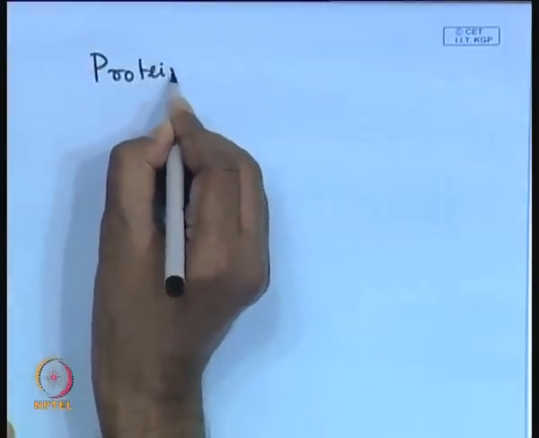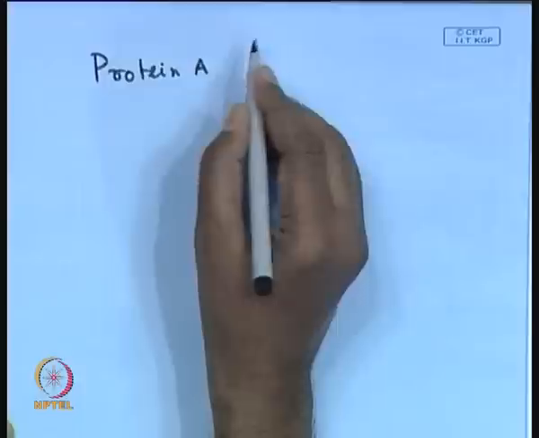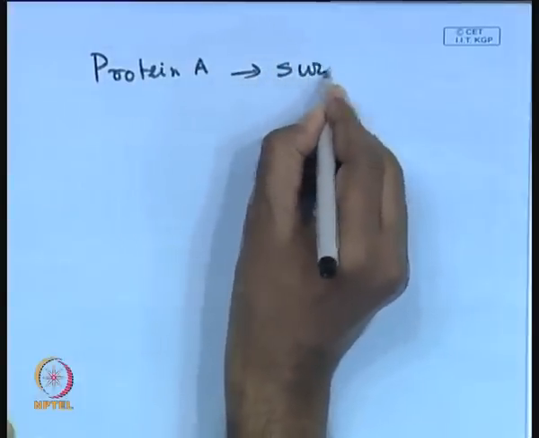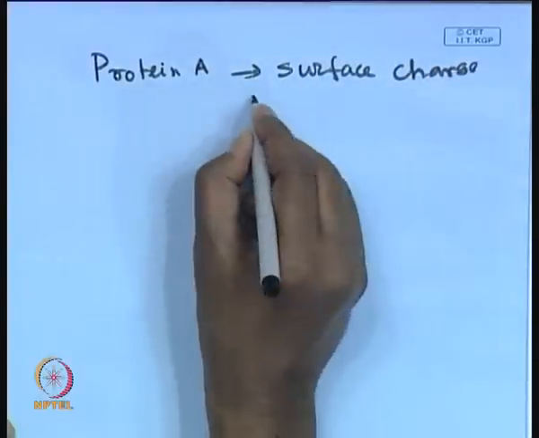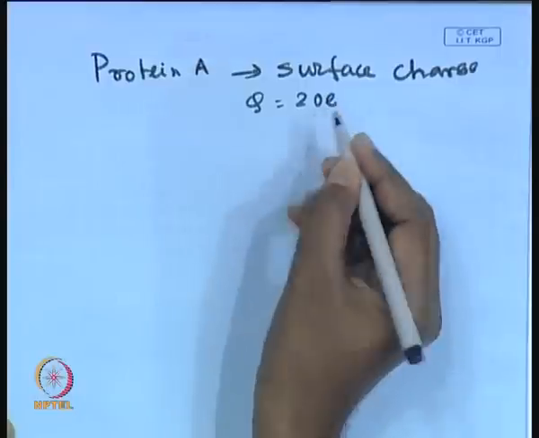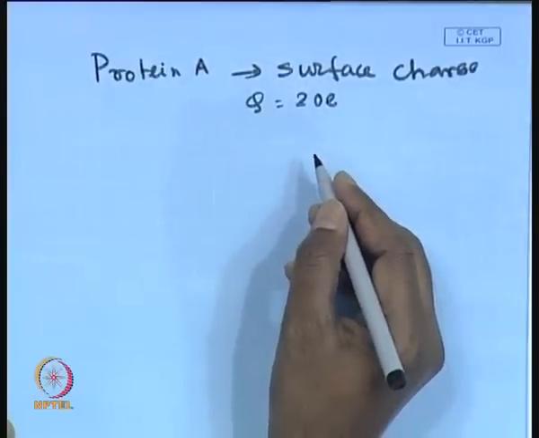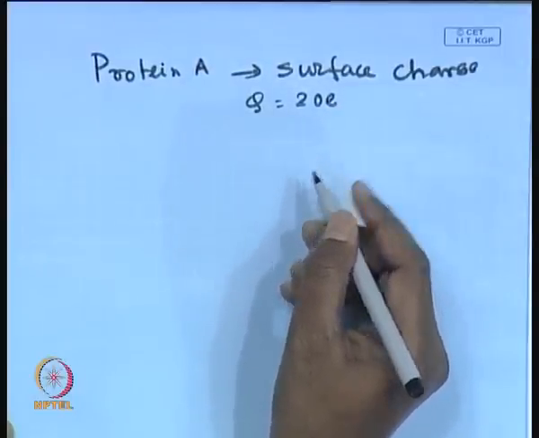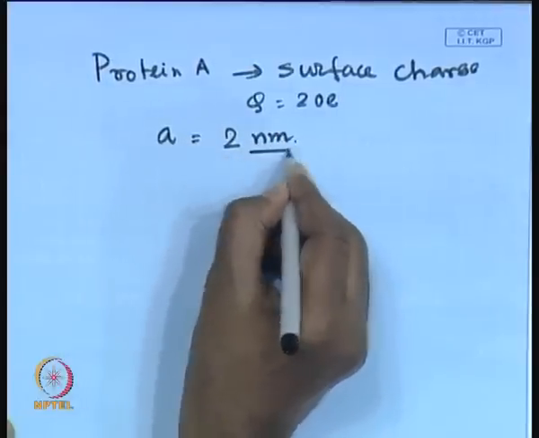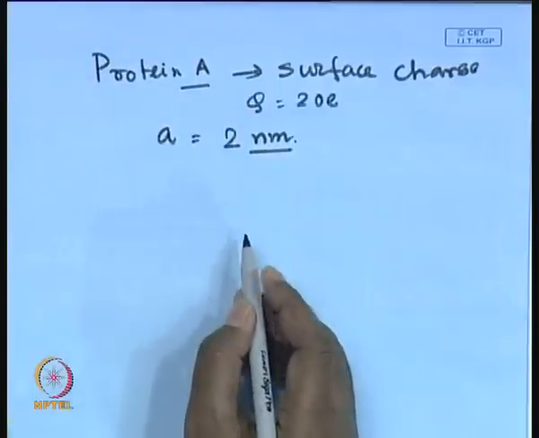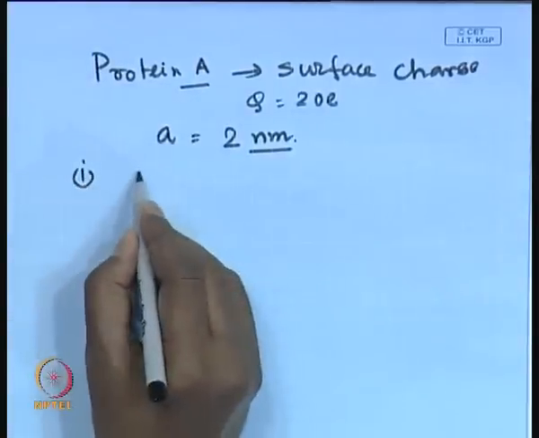Okay. In this particular problem, the protein A has a surface charge Q equal to 20 E. E is the electronic charge 1.6 into 10 to the minus 19 coulomb, and radius of the protein is 2 nanometer. Let us say we are talking about protein A. Now, first of all we calculate the permeate flux.